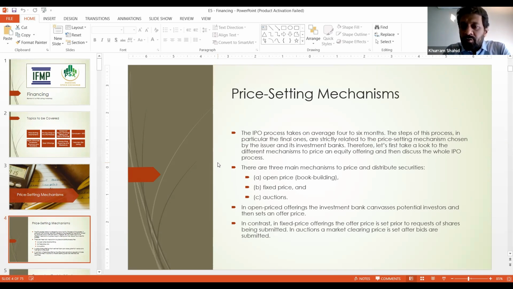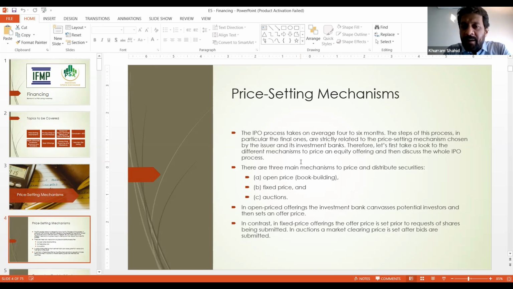The final steps of this process are strictly related to the price setting mechanism chosen by the issuer and the investment banks. Therefore, let's first take a look at the different mechanisms to price an equity offering, and then discuss the whole IPO. One is book building, the other is fixed price, and the third is the auction. In book building, the investment bank canvasses potential investors and then sets an offer price. In contrast, fixed price. So, what is the book building mechanism?